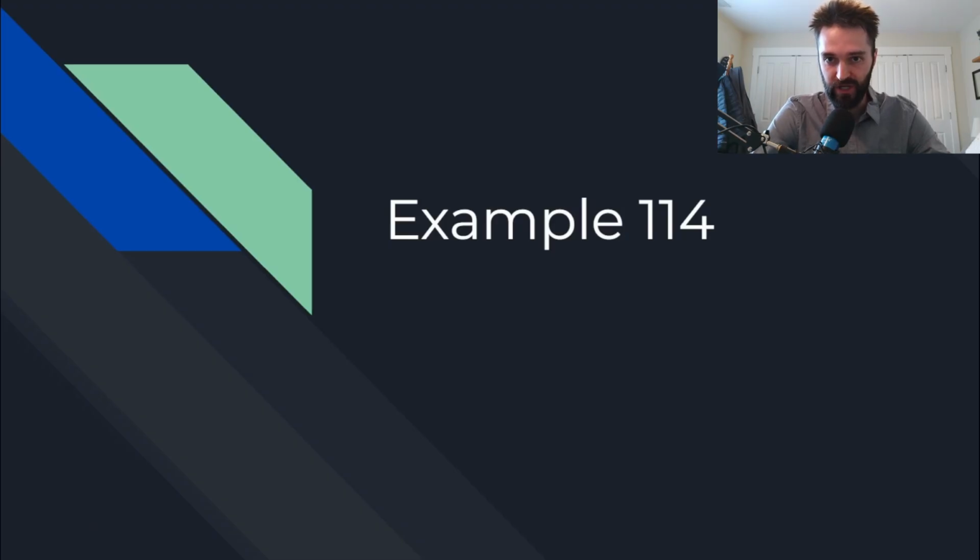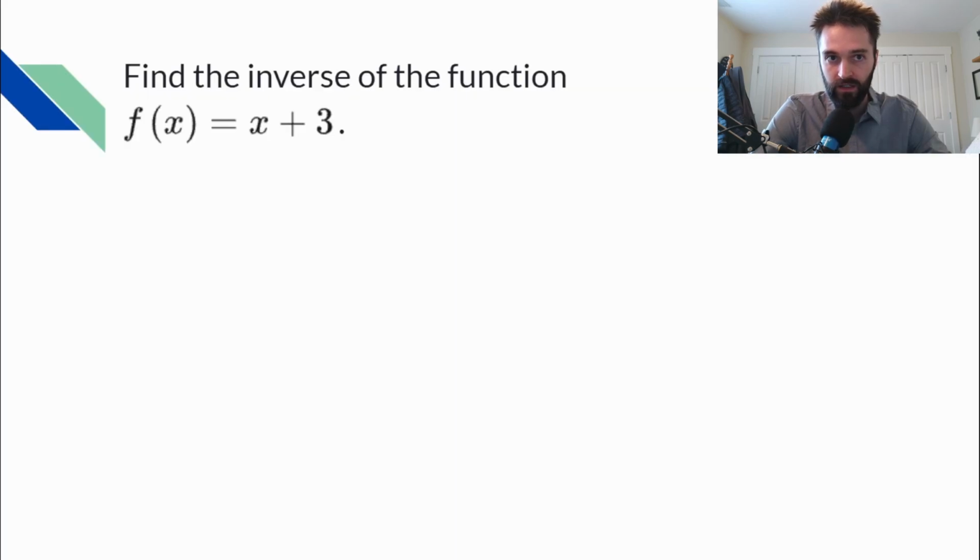Okay, here we go. Example 114. Here we're asked to find the inverse of the function f of x equals x plus 3. The first step to doing this is to replace this f of x with y. So we have y equals x plus 3. And then what we want to do is swap x and y. Remember, with inverse functions, the input and the output are swapped.